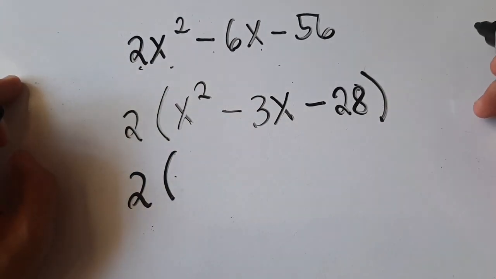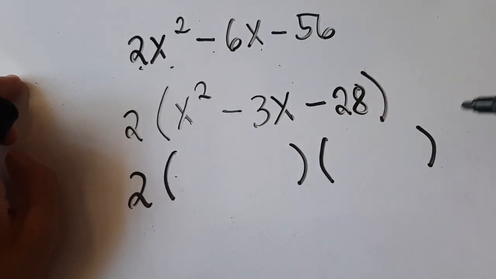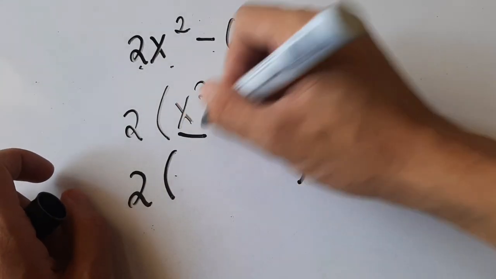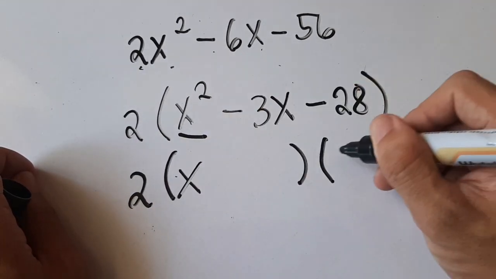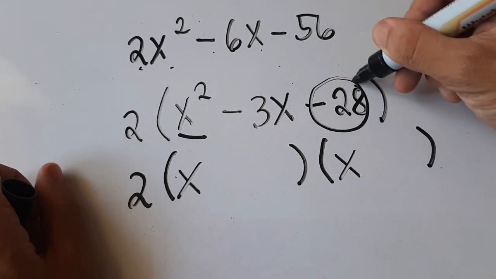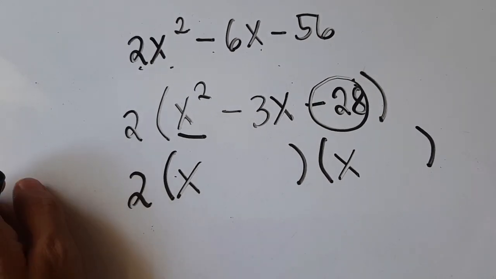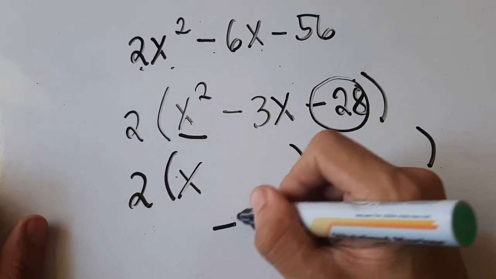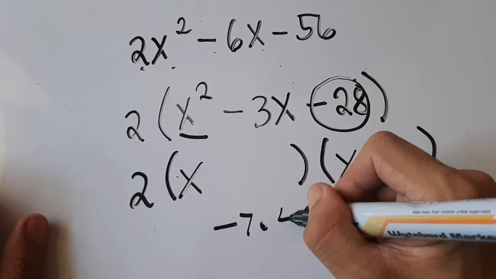So katulad nung kanina, previous example natin, hahanapin natin yung factor niya. So the first thing to do, look at the first term, which is x squared. So the factor of x squared are x and x. Next, ang susunod natin titignan yung product. So yung last term natin is negative 28. So mag-iisip tayo ng dalawang number na kapag minultiply natin, ang sagot ay negative 28. So ililista natin. So we have negative 7 and then positive 4.